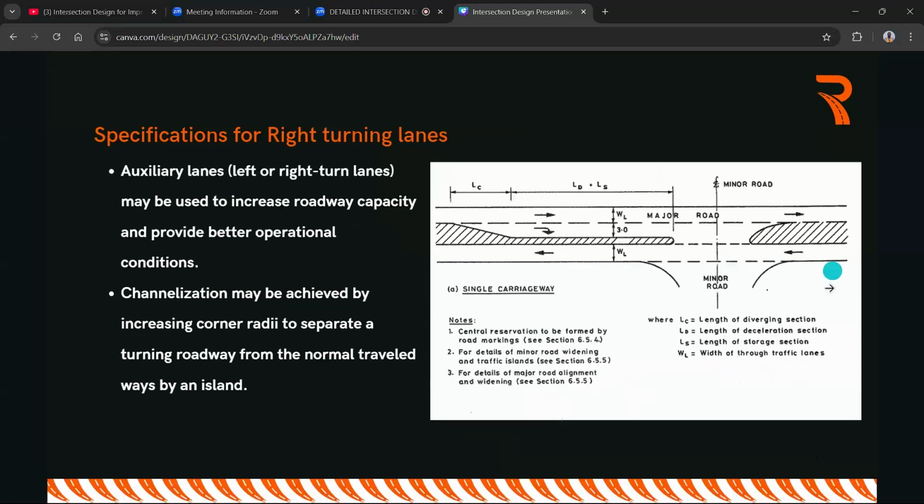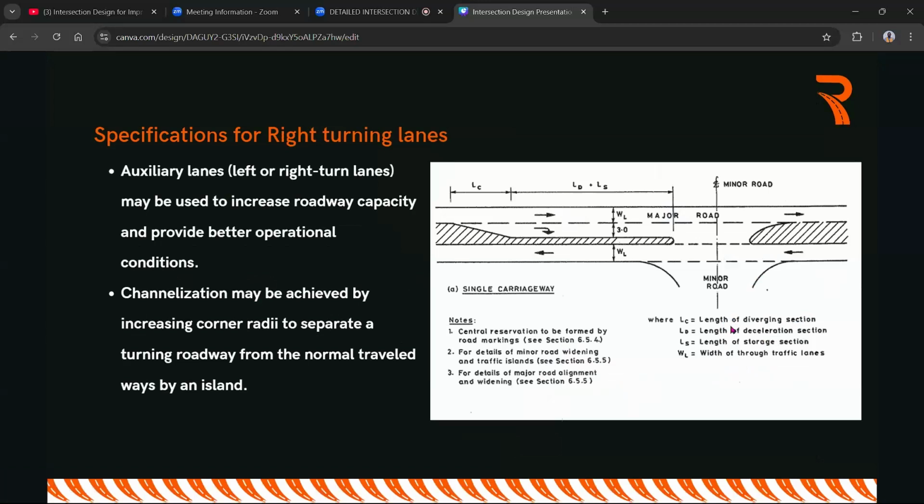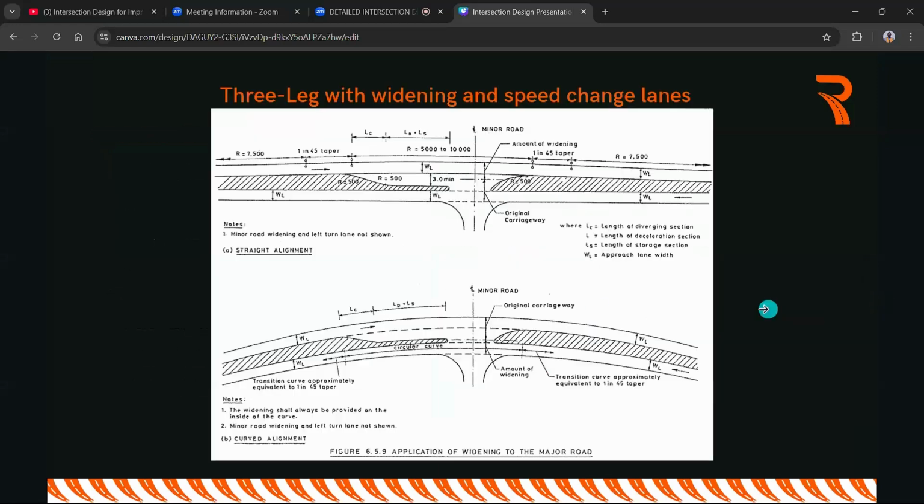The other case, this is now a scenario that is simulating a right turning lane. And in the right turning lane, again, you see this is the major road. And in the major road, since vehicles in the major road want to turn into the minor road, you provide a storage lane. So this right turning lane is also called a storage lane. And in the storage lane, again, the LD in this case should be, of course, 50 meters.